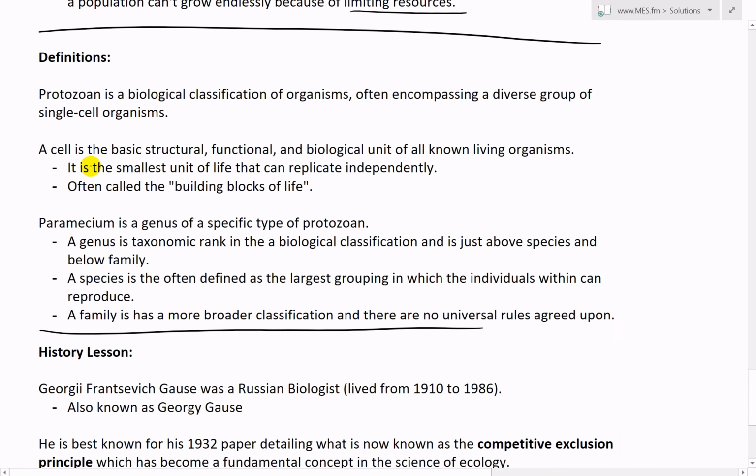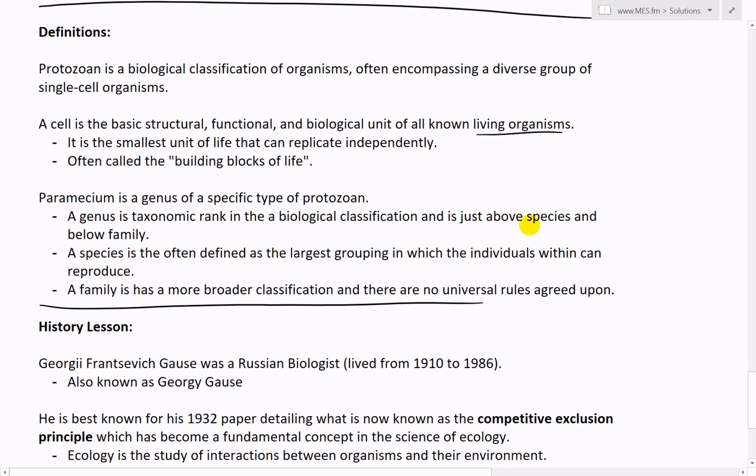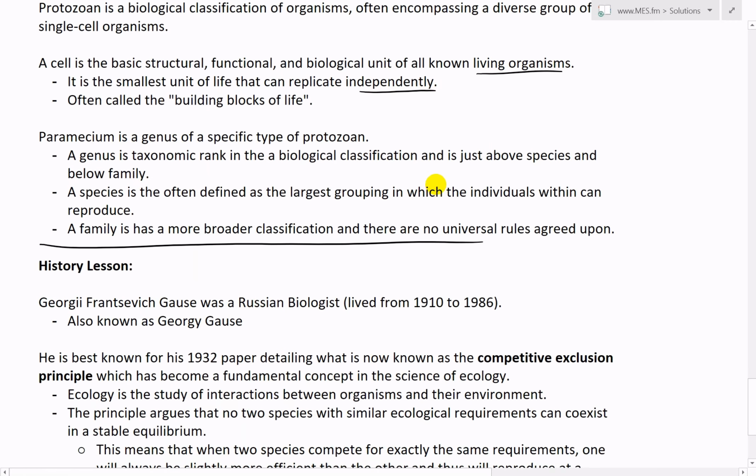A cell is basically the basic structural, functional and biological unit of all living organisms. So basically anything that has life, and this one is the smallest one. It is the smallest unit of life that can replicate independently of anything else, and it's often called the building blocks of life.